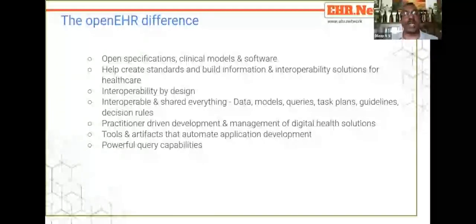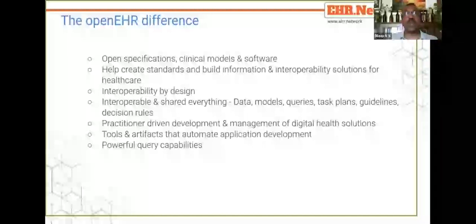That means you're not going to consider interoperability as an add-on to your solutions after design and build out. You consider interoperability at the design stage, so that your data is always interoperable. Next, openEHR talks about interoperability and shared everything. In an openEHR ecosystem, you can share the data, obviously, because the design itself is interoperable. You can share the clinical models, so the schema of the data itself is shared.